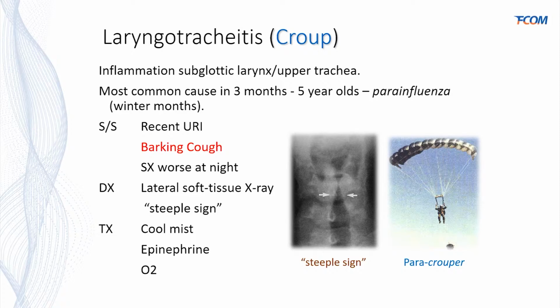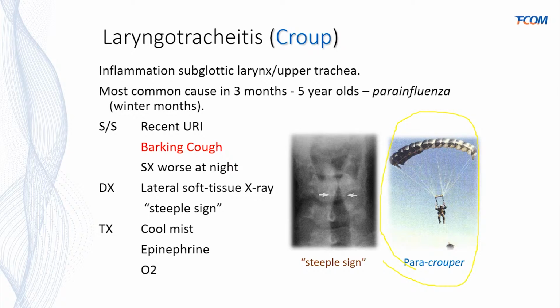Laryngotracheitis, or croup, is an inflammation of the subglottic larynx or upper airway, and more common in young children 3 months to 5 years of age. This occurs in the winter months and is caused by parainfluenza. Best way to remember this is think of my paracrouper. Parainfluenza causes croup. These patients will be worse at night and they'll have a barking cough.